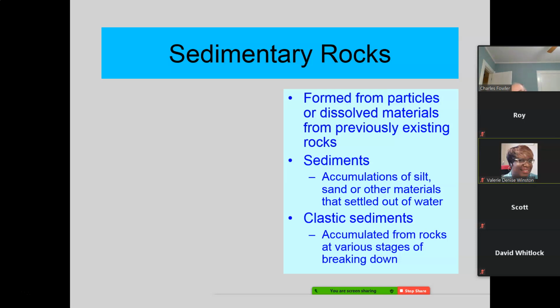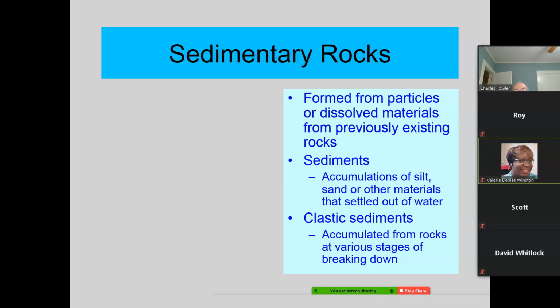Now, sometimes we talk about sand as that white stuff that you see at the beach. That's mostly quartz. Sand doesn't have to be quartz. It's just anything in that particle size. So those are your sediments. Accumulations of either clays, they don't mention clays, silts, sands, or any other material that settled out of water. Gravel, boulders, whatever. Okay. Now, 2 types of sediments.